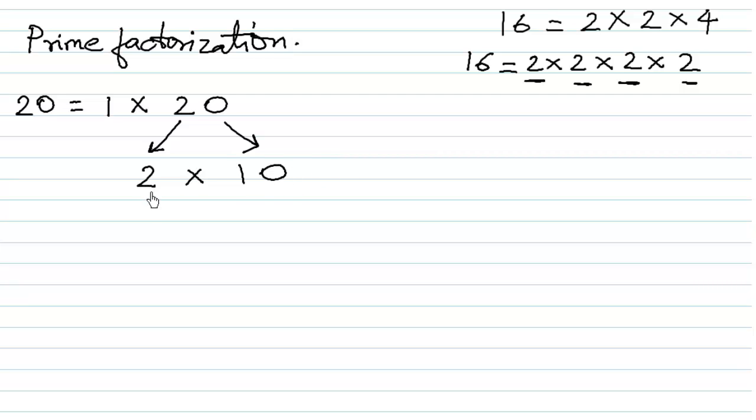Now we know 2 is a prime number, but 10 is not a prime number. So we can further split 10 as 2 5s are 10. And now 2 and 5 both are prime numbers. We can bring this 2 down as it is. Just put a multiplication sign, otherwise it will look like 22. So 2 multiplied by 2 multiplied by 5 is 20. 2 2s are 4, 4 5s are 20. So this is called the prime factorization of 20.